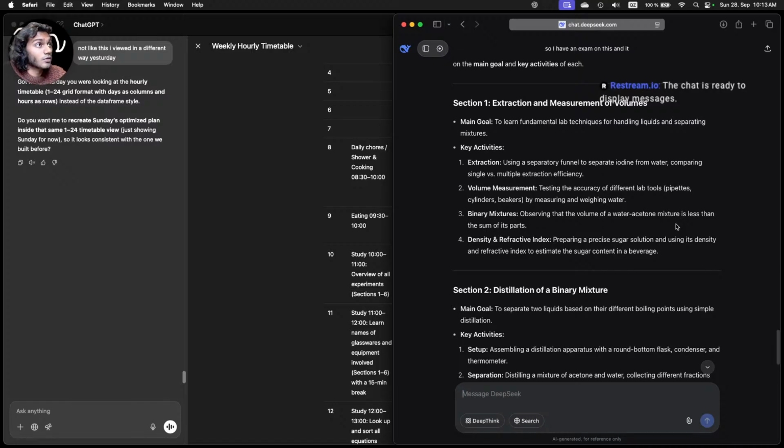The second one is volume measurement, testing the accuracy of different lab tools by measuring and weighing water.